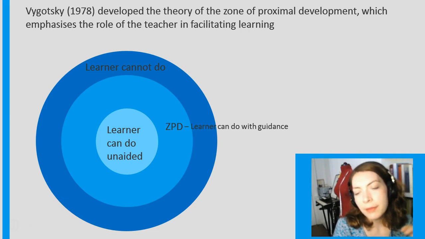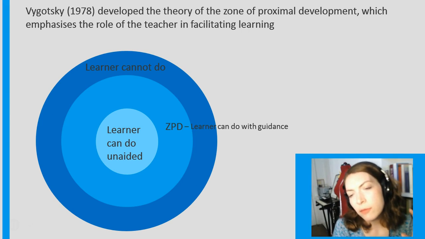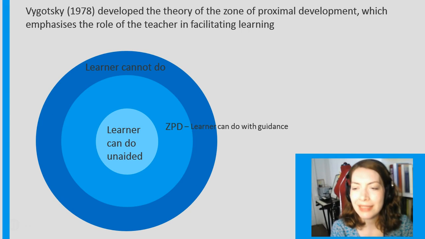So Vygotsky says that the zone of proximal development is the distance between the actual developmental level as determined by independent problem solving and the level of potential development as determined through problem solving under adult guidance or in collaboration with more capable peers.